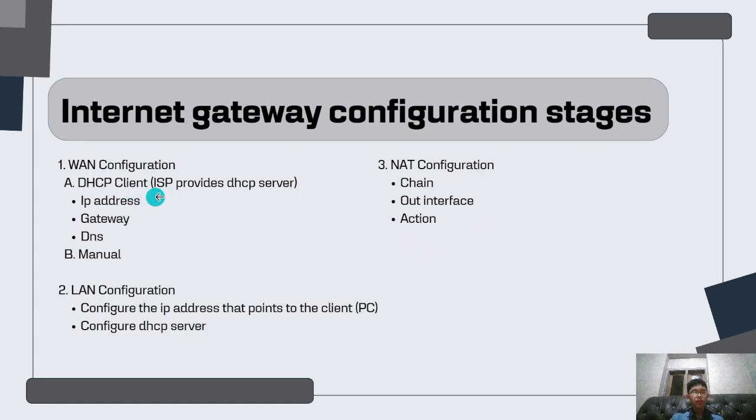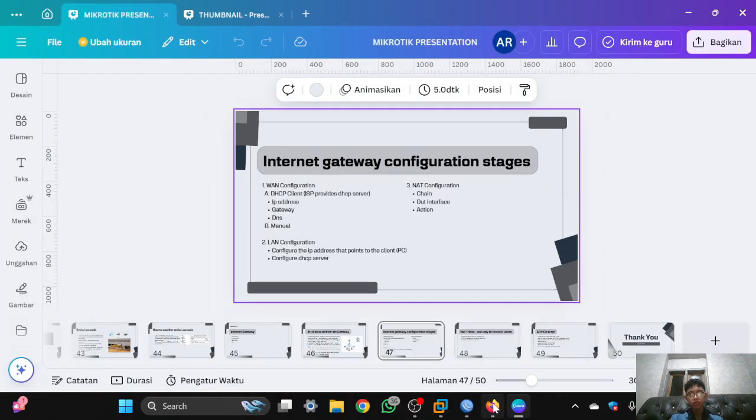First, I will practice the WAN configuration with the DHCP client, and you should know that the DHCP client is supported when the ISP has a DHCP server. But if the ISP doesn't have a DHCP server, the MikroTik will not support the DHCP client. So with the DHCP client or the manual method, we will get the IP address, gateway, and DNS. I will practice it now.